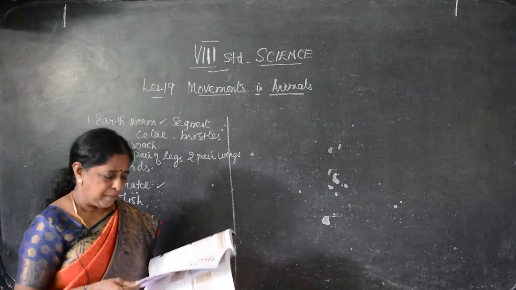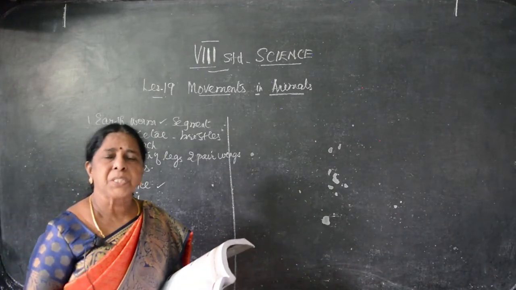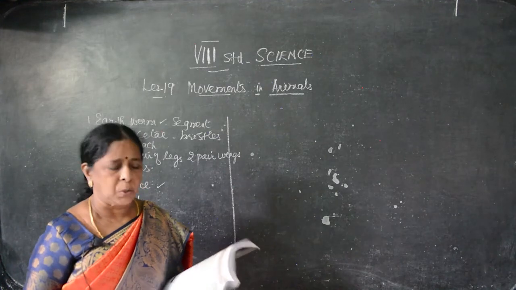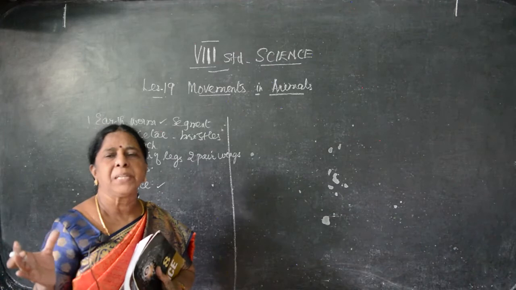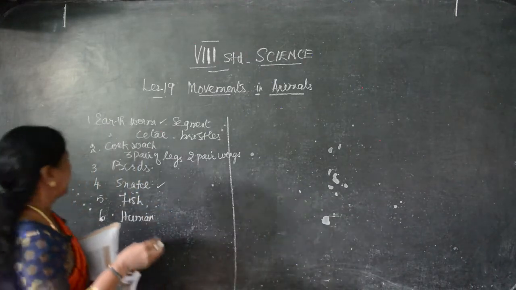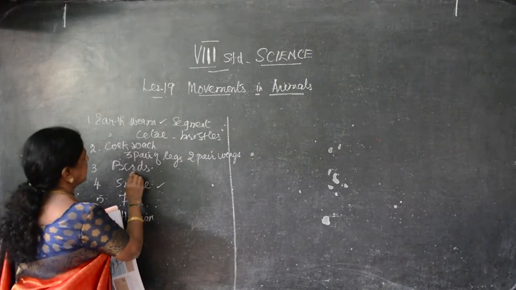The cockroach's body structure is very strong. It is made up of chitin. And birds, you know, they have a special kind of body. They have the streamlined body. Birds, we'll see in detail what it has. Streamlined body.